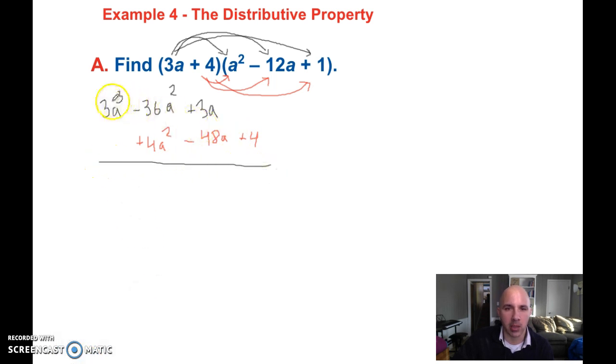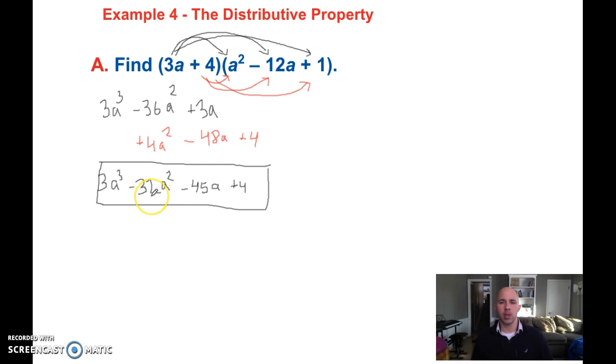So after you finish that up, we just want to go ahead and finish this up nicely. Just add up like terms. 3a cubed, negative 36 plus 4, 38a squared, 3 and a negative 48, negative 45a, and the last one here is positive 4. And this is it, a binomial times a trinomial.